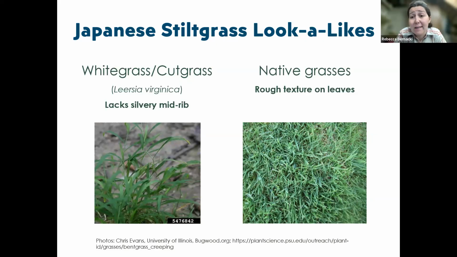Grasses are notoriously hard to identify. Whitegrass or cutgrass is a native species that's going to look very, very similar to our Japanese stiltgrass. However, it is going to lack that silver midrib that we talked about. Our native grasses can also look very similar. However, as I mentioned, most native grasses are going to have a rough texture. You can kind of feel some slight hairs as you move your fingers back and forth in one direction or the other.